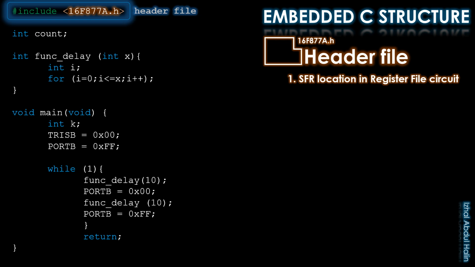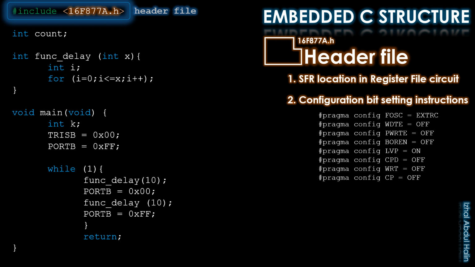The second contents of the header file is the instructions to set the configuration bits of your PIC microcontroller. The configuration bits are either turned on, or off, to enable or disable special microcontroller on-chip features that we will discuss in the next slide. These are the instructions used to set the configuration bits.